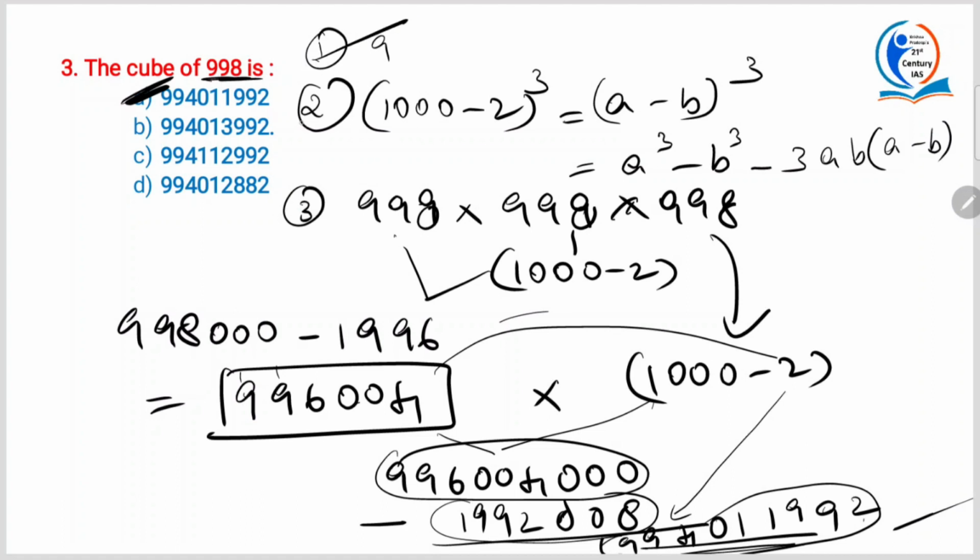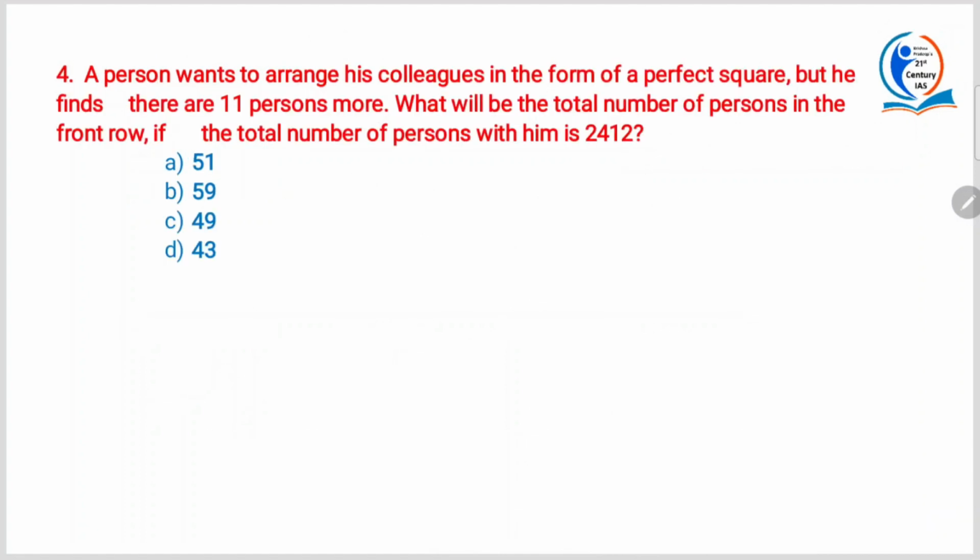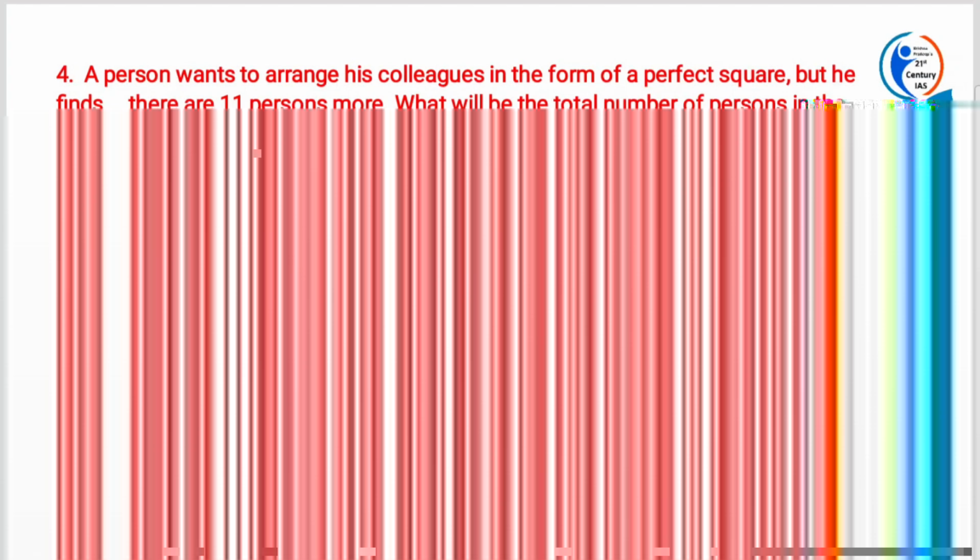First method is the direct method. Second one is a minus b whole cube. Third one is 998 into 998 into 998. How will you do it? You have to write 998 as 1000 minus 2, next 998 also as 1000 minus 2, and then you will get this answer. Next question. A person wants to arrange his colleagues in the form of a perfect square, but he finds there are 11 persons more.